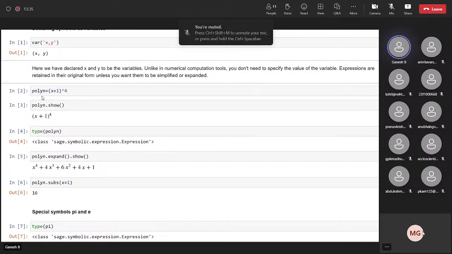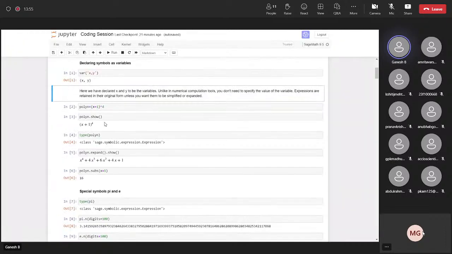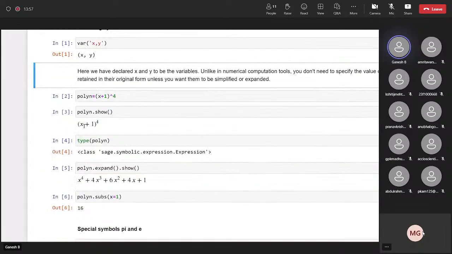For example, if I define the polynomial variable polyn to be (x plus 1) to the power 4 and I show it, it just stores it as (x plus 1) to the power 4. It doesn't expand it. It doesn't throw an error saying that it doesn't know the value of x. It keeps it as (x plus 1) to the power 4. And if you notice, this is actually LaTeX.